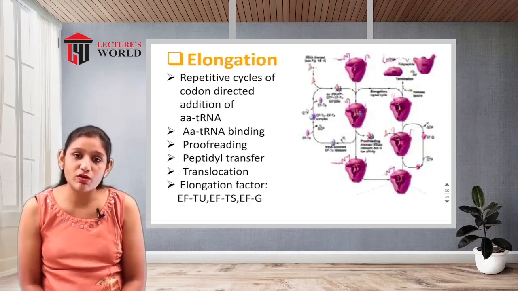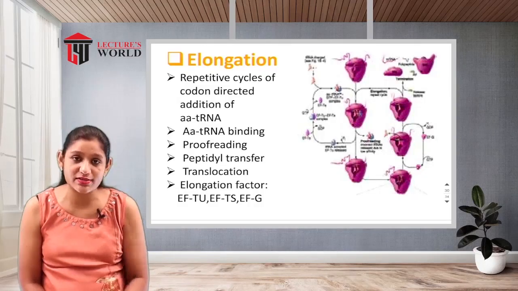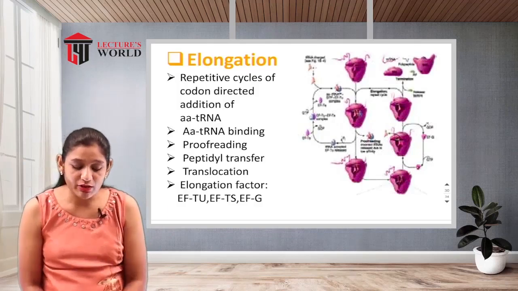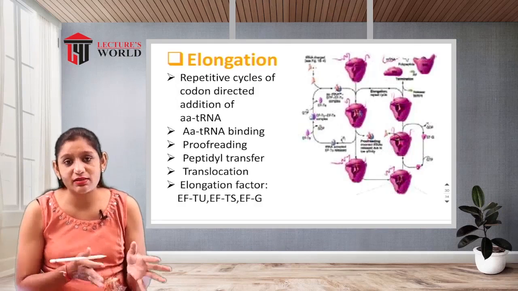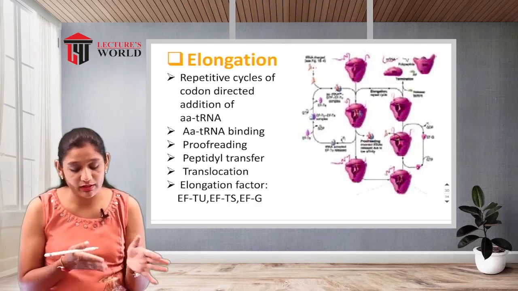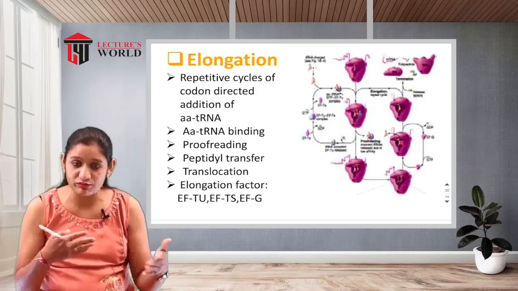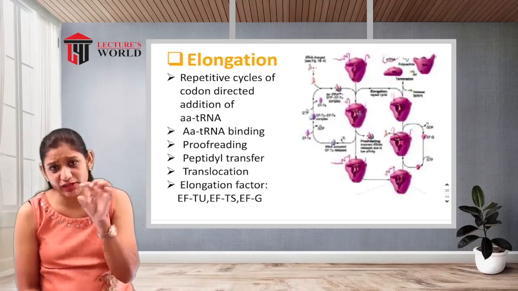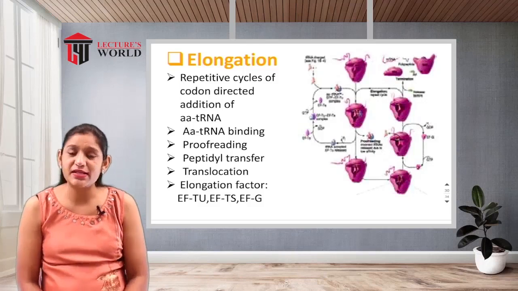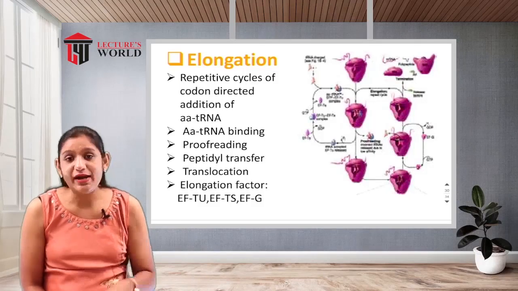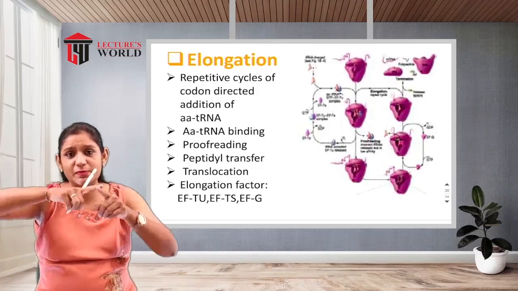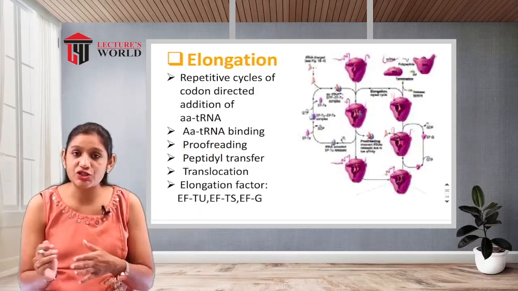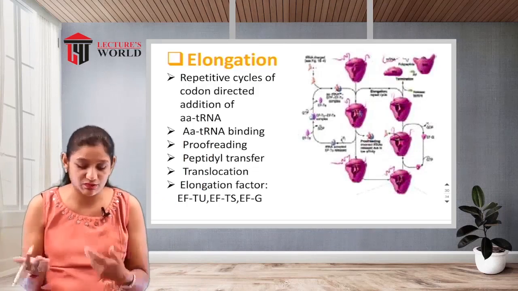Repetitive cycles of codons direct the addition of amino acid tRNA, which binds to the mRNA. Amino acid tRNA binding involves anticodon matching and proofreading by the large and small subunits in the cavity, at the A site, P site and E site. Peptide transfer means the protein is transferred through the A site, P site and the exit site. Translocation is driven by another factor.